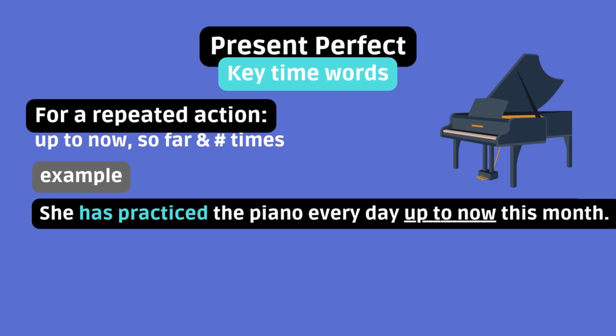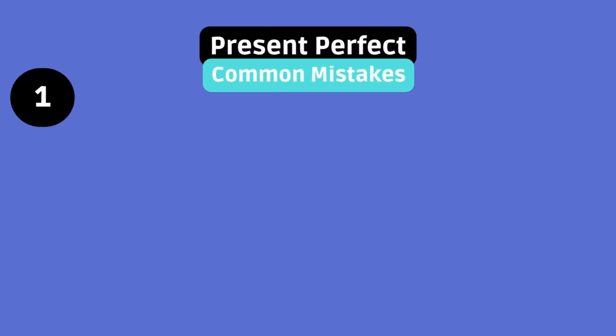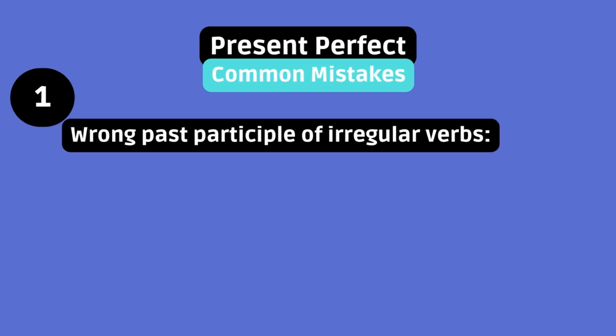Example, they have gone camping 6 times this summer. They repeated going camping 6 times and might do it again before the end of the summer. Common mistakes. Wrong past participle of irregular verbs.